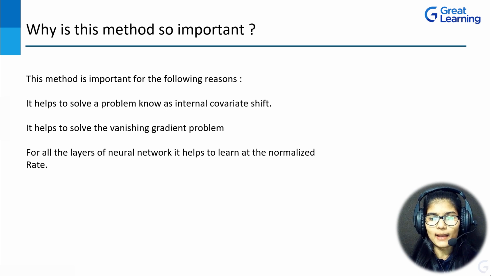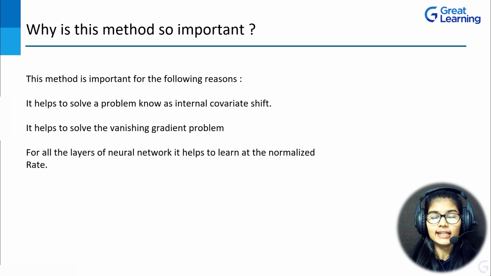Sometimes it happens that the network behaves in an unstable way. Whenever you are training your deep neural network, unstable behavior is often seen. That respective thing is called the vanishing gradient problem.